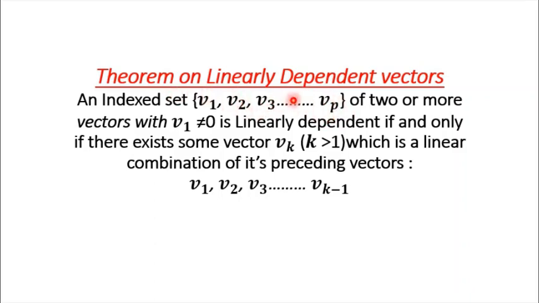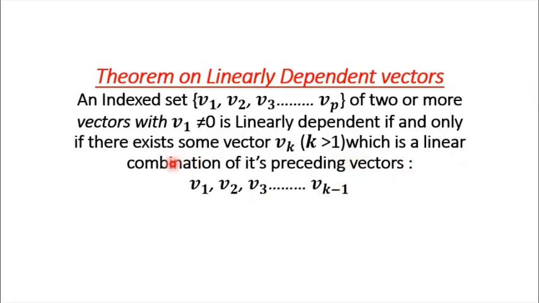If there is a set of vectors which has a minimum of 2 or more vectors, where the first element v1 is not equal to 0, then this set is linearly dependent if and only if there exists some vector vk. So some vector among these, but what is the condition? k is greater than 1. That means it cannot be v1. Either it is v2, v3 and so on, any one of v2 to vp. It cannot be v1. So whatever this vk, k should be greater than 1, it can be any of the vectors other than v1, which is a linear combination of its preceding vectors.